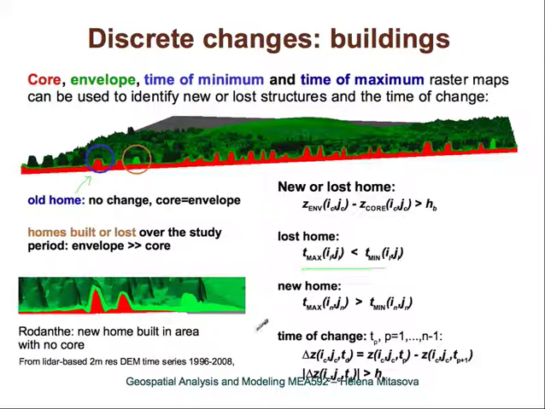And the advantage of this approach is that we don't need to analyze the entire raster map, the entire DEM, for each time snapshot, but we first do a summary of changes, and then we focus only on those areas that actually had any changes. And here you can see an interesting example of a new home that was built, and actually even built and lost within the study period in an area that has absolutely no core.